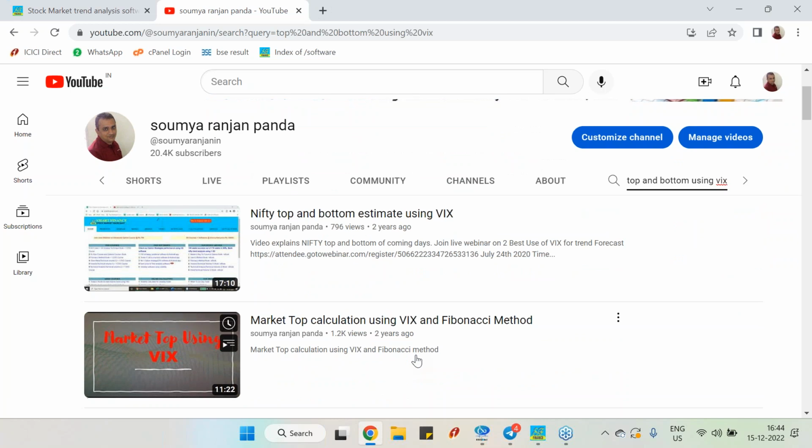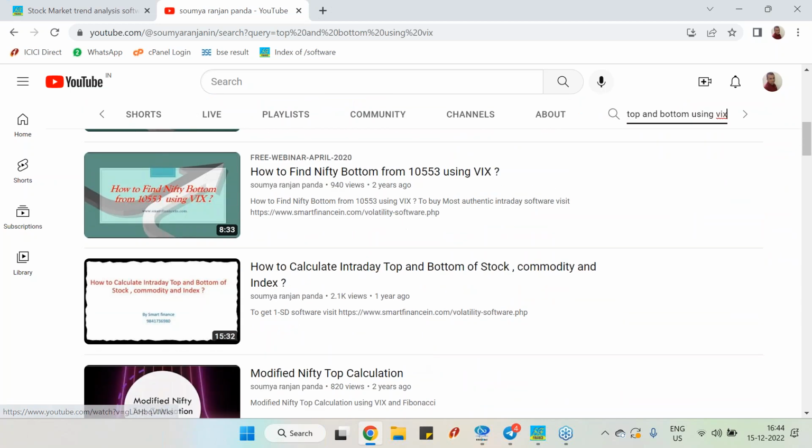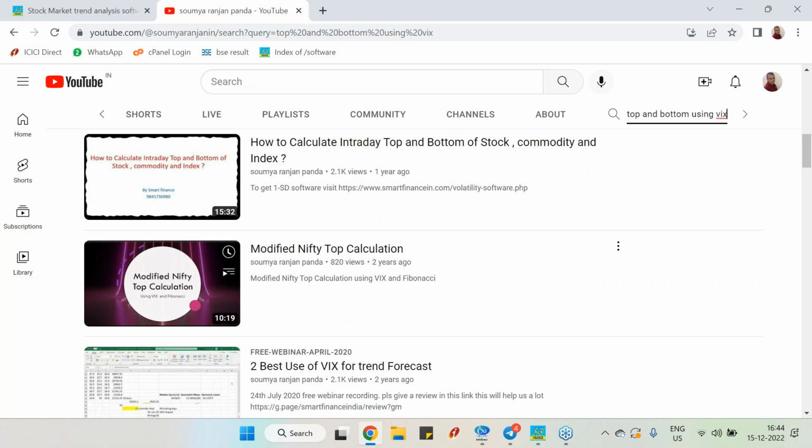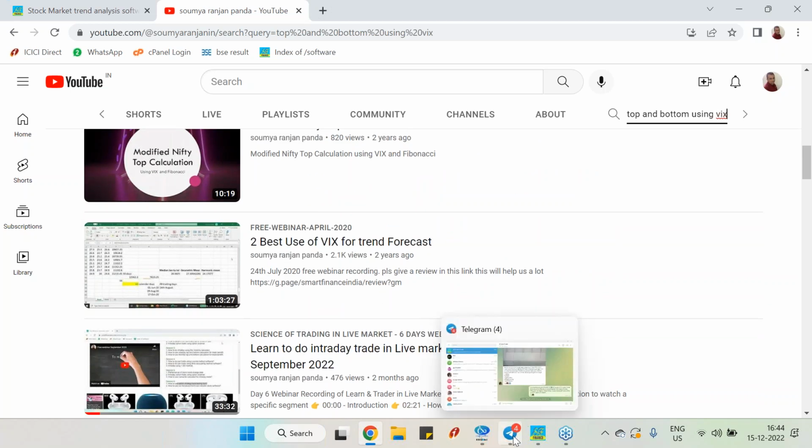Two years before I have given it. Some are two to three years before I have given it. This is also one year before we have given it. These tops and bottoms are very, very essential for you.